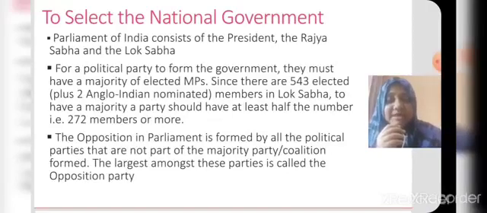There are two parties only in the House of Parliament. One is the ruling party, one is the opposition party. The one who wins with the maximum majority of the MPs is the ruling party, and all other MPs who do not belong to that particular party become the opposition party.